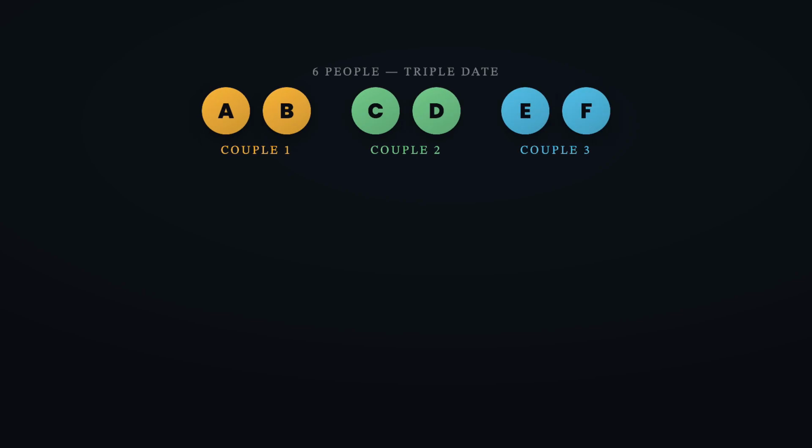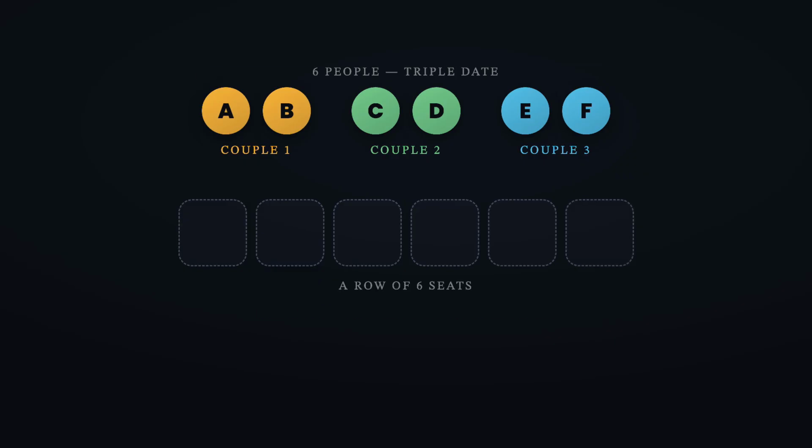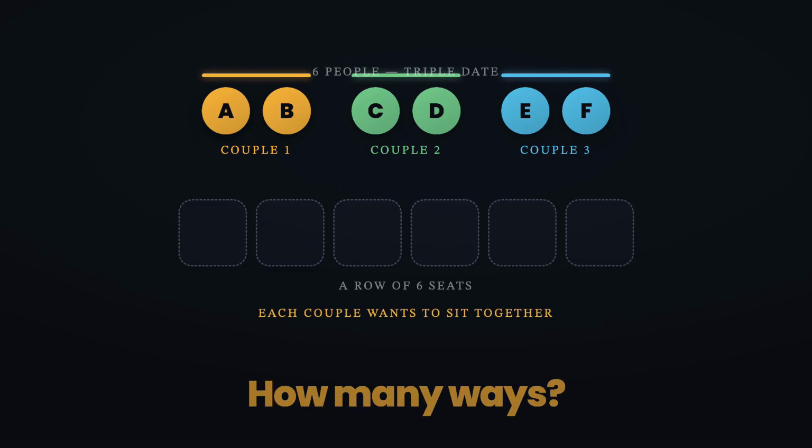Imagine 6 people are going on a triple date to the cinema together, and they've booked a row of 6 seats. Of course, each couple will want to sit together. How many distinct ways can they be seated?